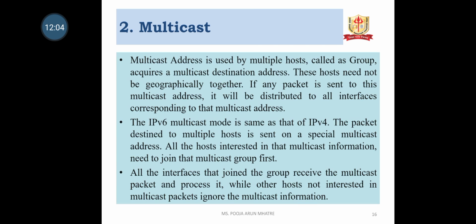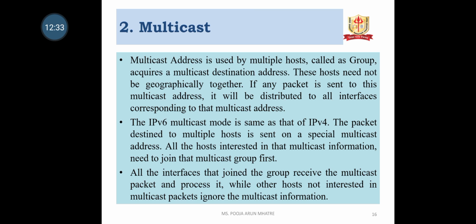Multicast. A multicast address is used by multiple hosts, called a group, which acquires a multicast destination address. These hosts need not be geographically together. If any packet is sent to the multicast address, it will be distributed to all interfaces corresponding to that multicast address. The IPv6 multicast mode is the same as in IPv4. The packet designed for multiple hosts is sent to the special multicast address.